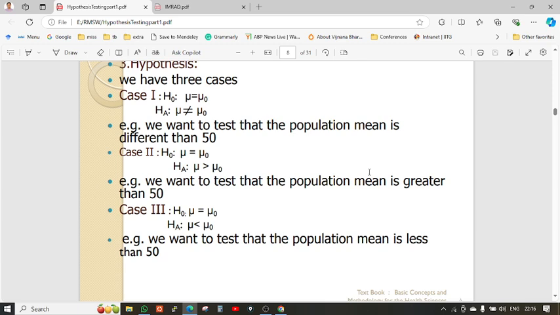First is called the null hypothesis, that is H0, which says that there is no significant difference between the given mean and the assumed mean. So that's why it is equal. What is the alternative hypothesis? Obviously it says not the same. There may be two cases: whether it is greater than or less than. So in total there are three cases: mu equal to mu 0, mu greater than mu 0, and mu less than mu 0. According to the problem, decide which case is applicable.